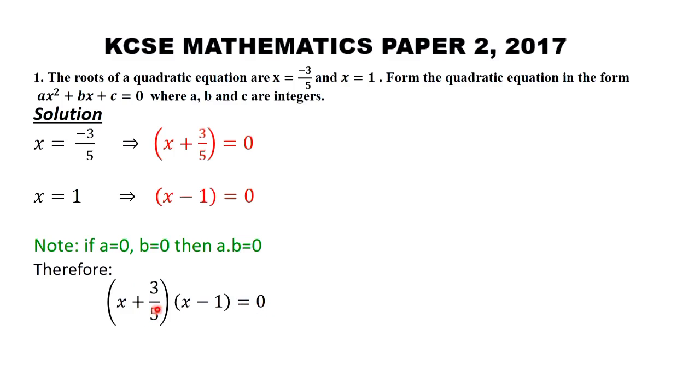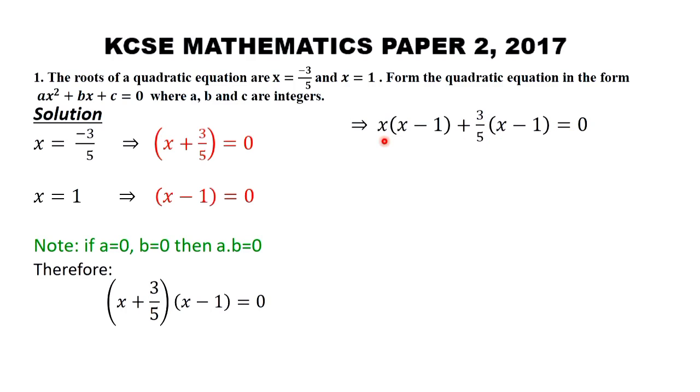So the next step is to expand. So when we expand, we are going to multiply each and every term in the first bracket by the second bracket. So we have x times the second bracket, that is what we have here, x times x minus 1. And then we're also going to multiply 3/5 times the second bracket. Again, we have right here, and then we equate it to 0.